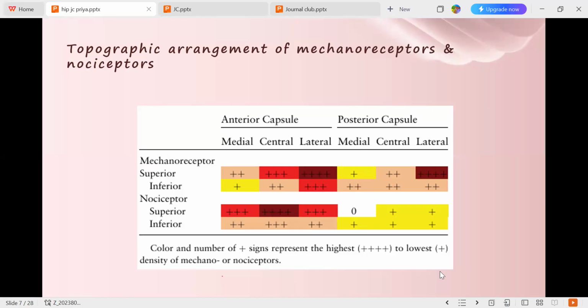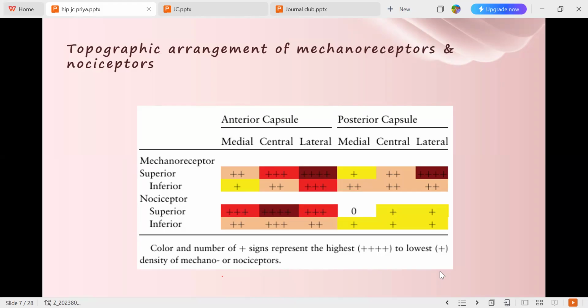Compared to nociceptors, mechanoreceptors are more numerous in the supralateral quadrant of the anterior and posterior capsule, decreasing in trend towards the supracentral quadrant of the anterior and posterior capsule. Mechanoreceptors are fewer in the inframedial quadrant of the anterior capsule and the supramedial quadrant of the posterior capsule.